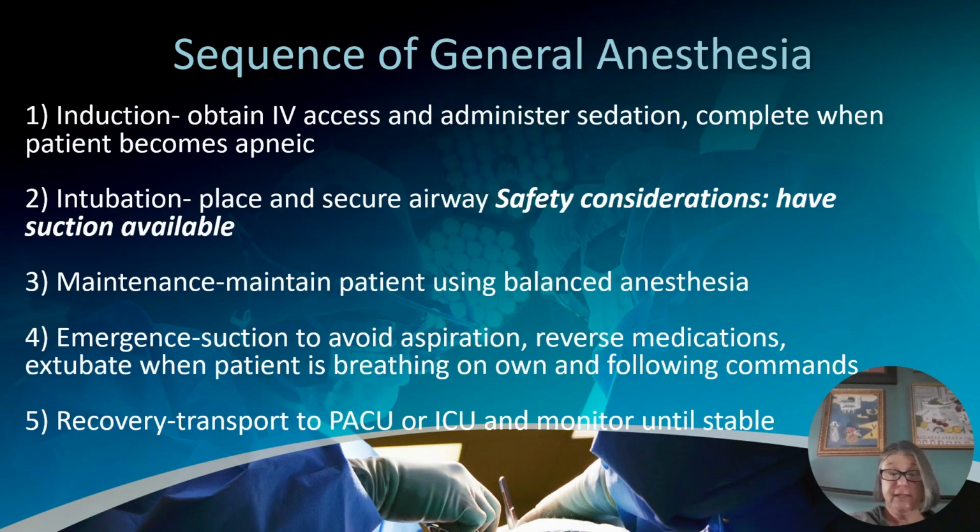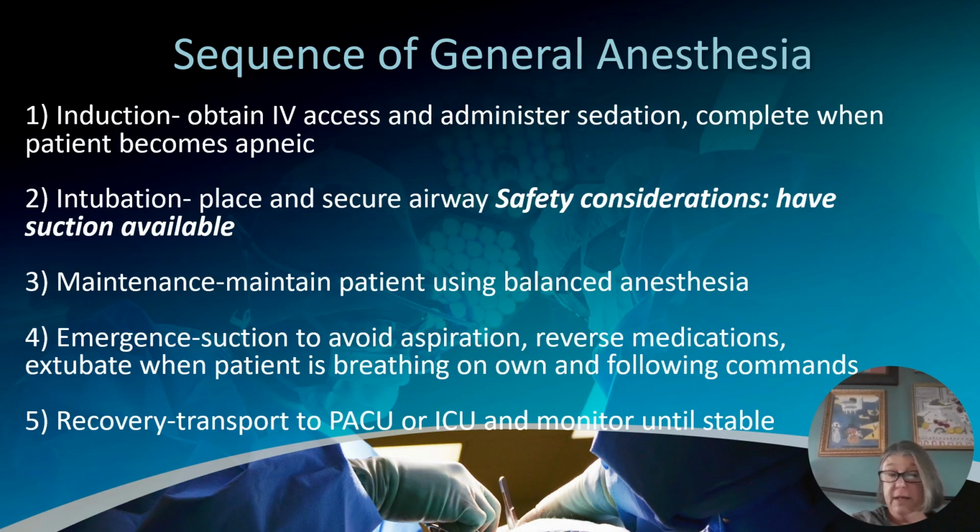This slide just addresses the sequence of general anesthesia. One, induction. Obtain IV access, administer sedation, complete when patient becomes apneic. Two, intubation, so we are going to place and secure an airway. Always remember when your person has an airway, you want to make sure that suction is available. This is applicable to our vent patients on the floor. Anybody with an airway, you want to make sure you have suction.